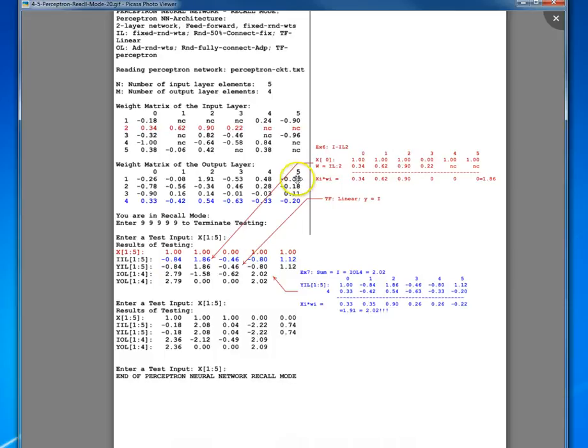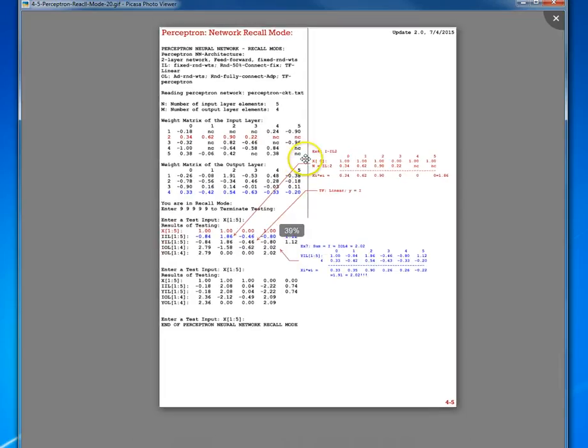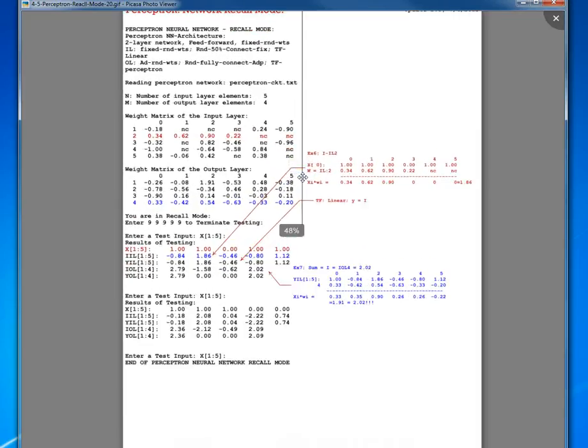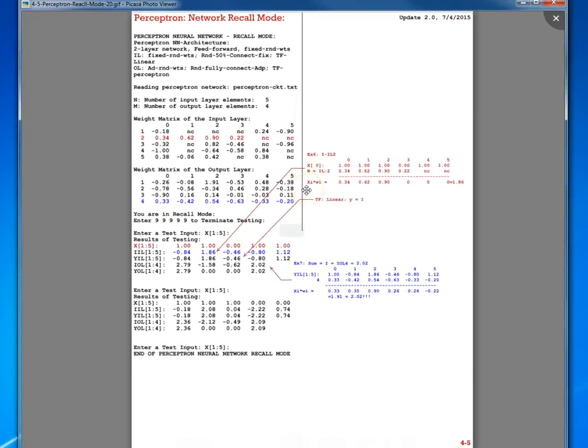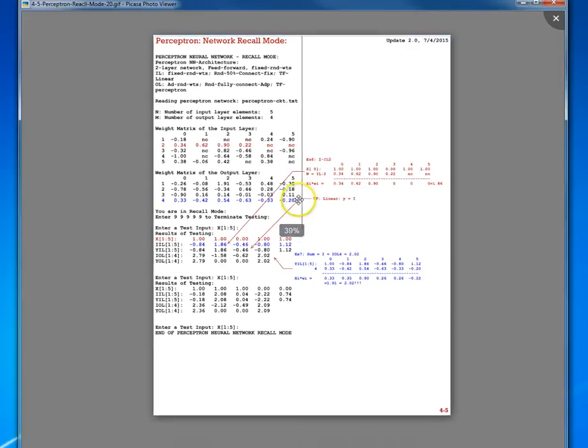The Perceptron is a very simple network for simple problems, but for complex problems we need to use backpropagation, which we'll be studying later on. That is all we had to say for now on the Perceptron neural networks.